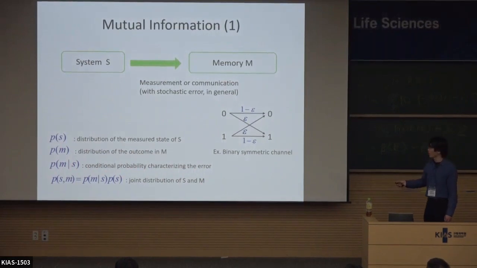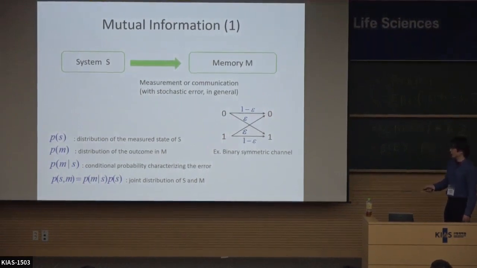So in this case, the probability of M equals zero given S equals one is given by epsilon, because the probability that the memory state is zero under the condition that the original state is one is given by epsilon. And also we can define the joint distribution of S and M, that is given by just a multiplication of the system's probability and the conditional probability.